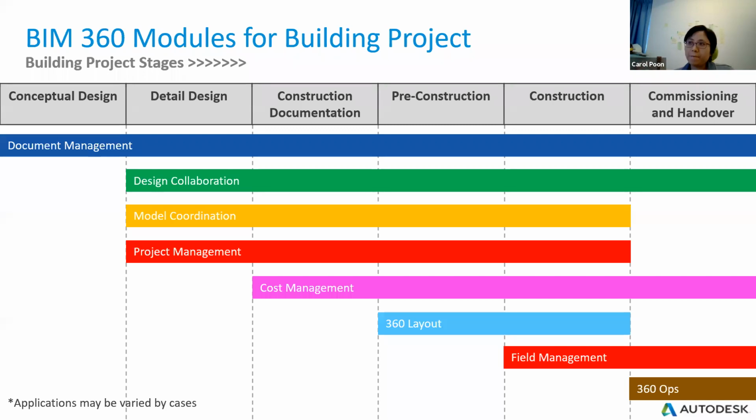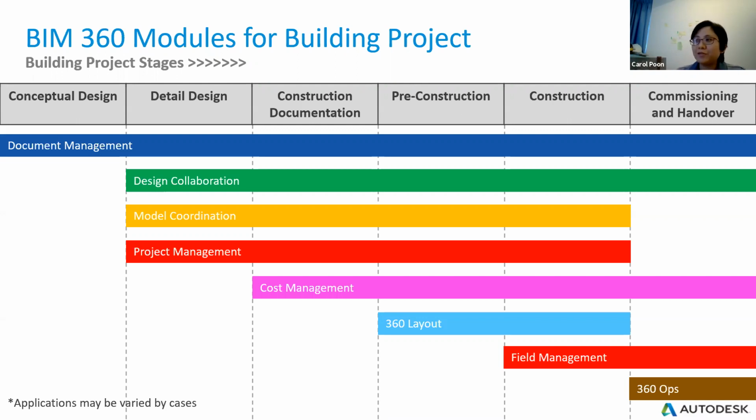So this table goes from the left to the right. From the left is the conceptual design stage of the building project, and then to the right is the as-built or handover period of the project. In these stages of the building cycle, you'll find that document management should be used from the beginning to the end. And design collaboration, which means the 360 design related to the Revit model, should be used from the detailed design stage to the later stages.